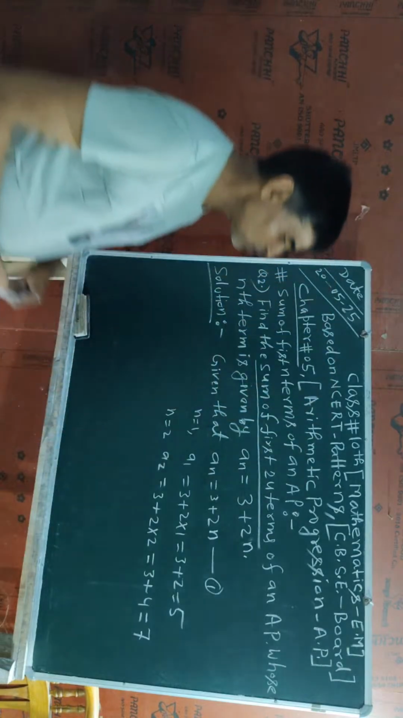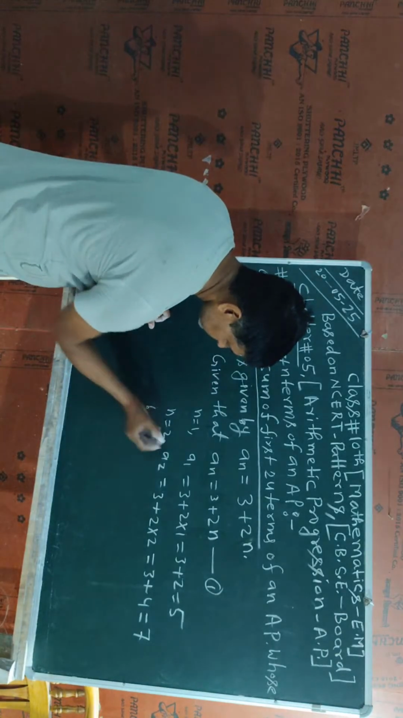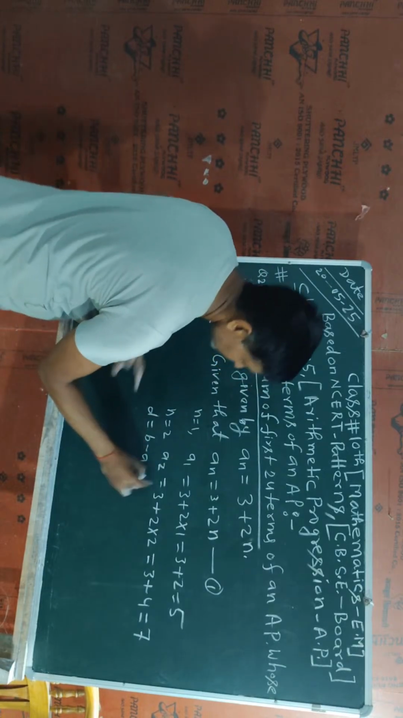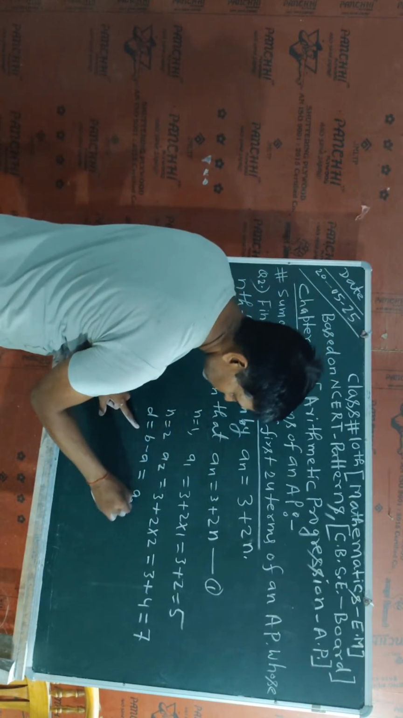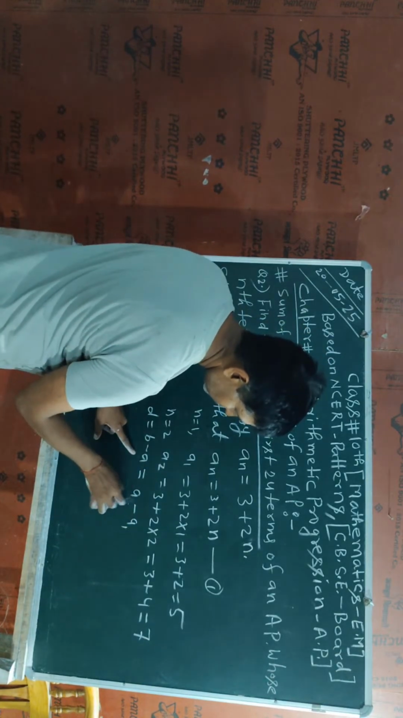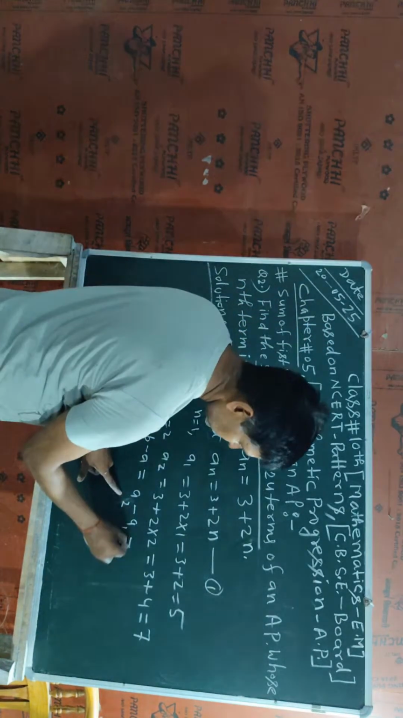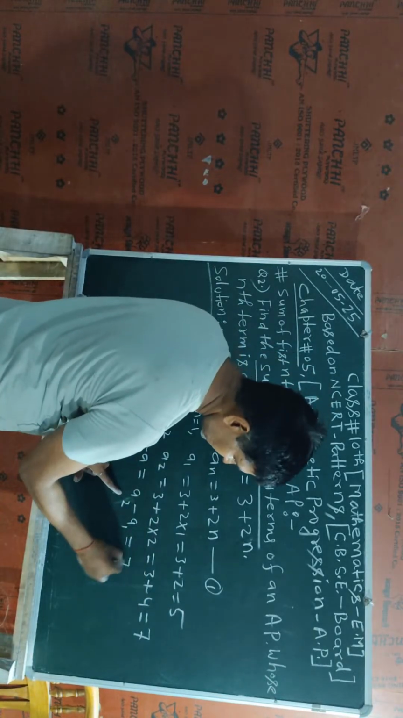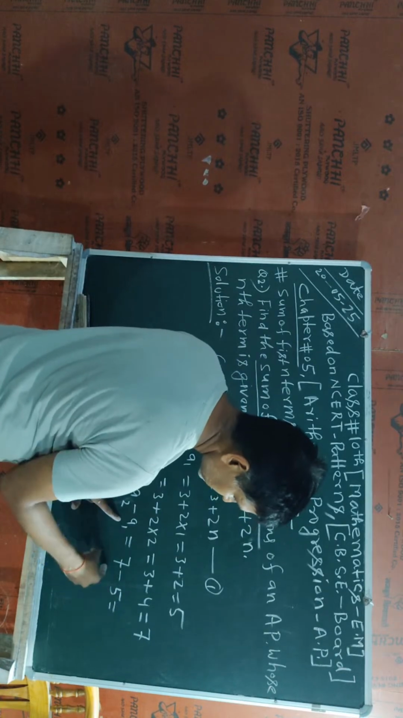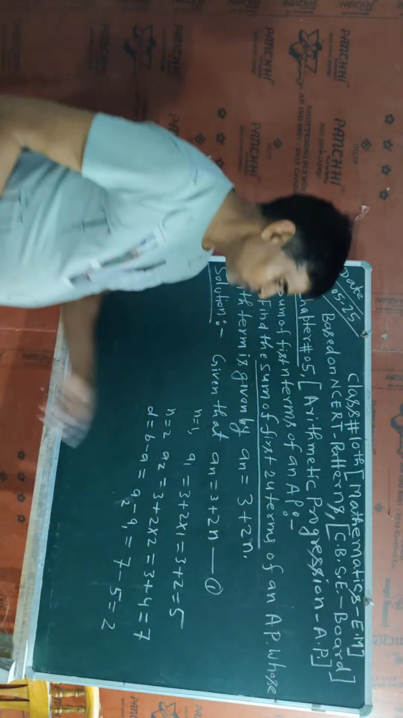Okay student, now the common difference I have obtained by the formula, that is d = b minus a. In the place of b I have to write a2, and in the place of a, that is the first term, a1. Further I have to substitute the value of a1 and a2 in the formula. The value of a2 is 7 and the value of a1 is 5. So after subtracting, 7 minus 5 will be 2, and this 2 is the common difference.